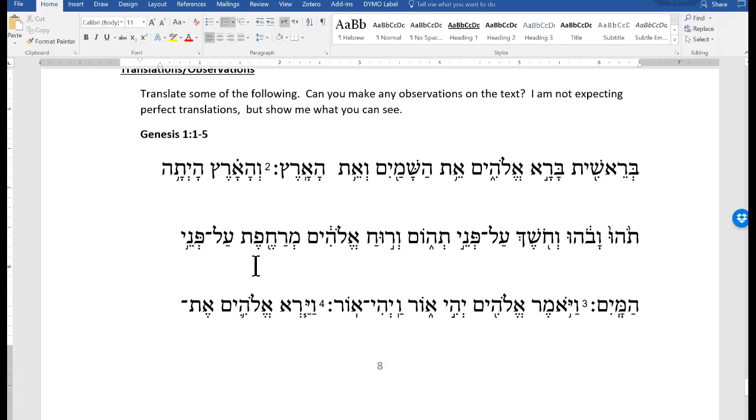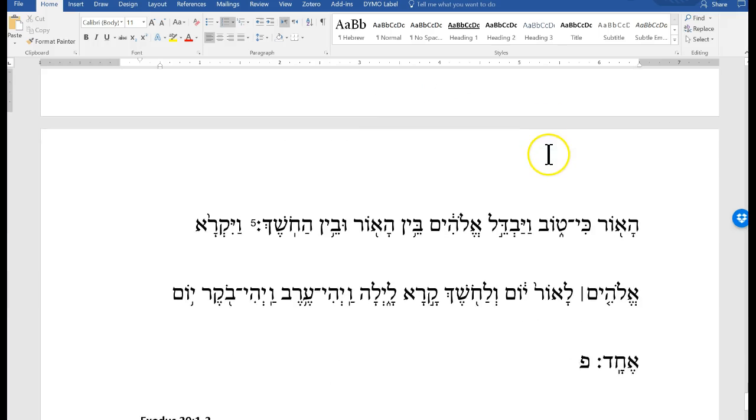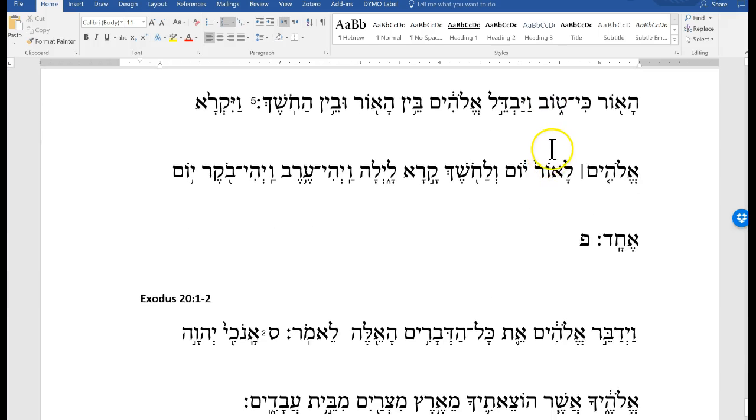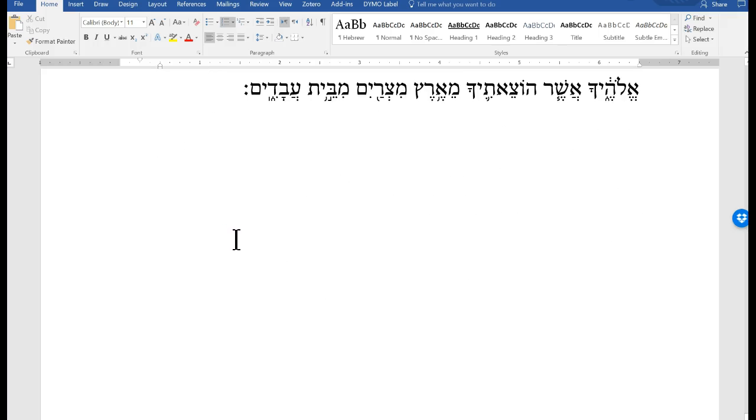And then the last part, I'm not expecting you to get this perfect, but just show me what you understand. If you recognize that they're plurals, or if you can translate it and make observations, all that will be helpful. And so we'll do Genesis 1:1-5, and the first two verses of the Ten Commandments.